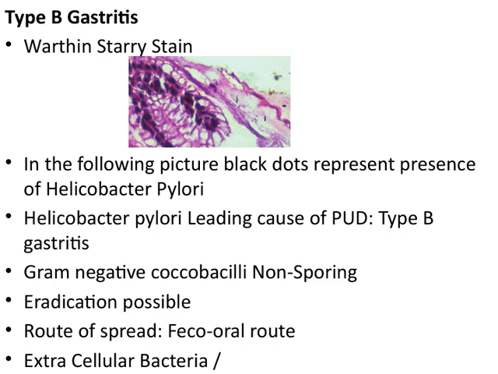One key point here is that eradication of Helicobacter pylori is possible with appropriate treatment, which can significantly reduce inflammation and prevent complications. The route of transmission for these bacteria is primarily the fecal-oral route, meaning they spread through contaminated food or water, or poor hygiene. Lastly, these bacteria are extracellular, which means they live outside the host cells, attaching to the stomach lining but not invading the cells themselves. Understanding these features helps us grasp how they cause gastritis and how we can target them effectively.